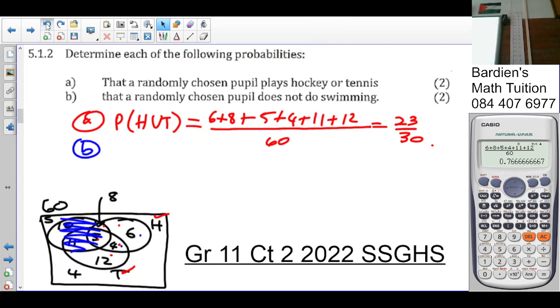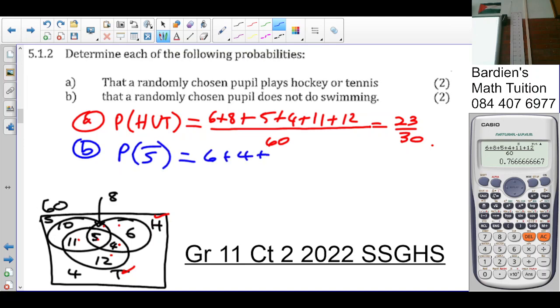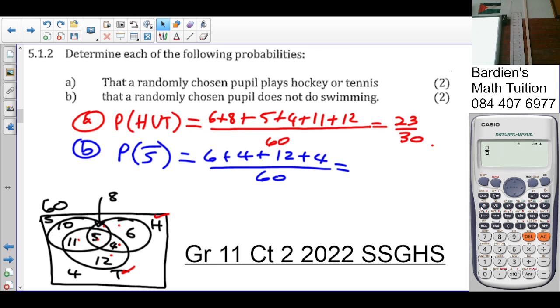So that would simply be the probability it does not do swimming. So it's going to be 6 plus 4 plus 12 plus 4, and that's all over 60. That gives us 13 over 30, or a decimal equivalent of 0.43. Okay.